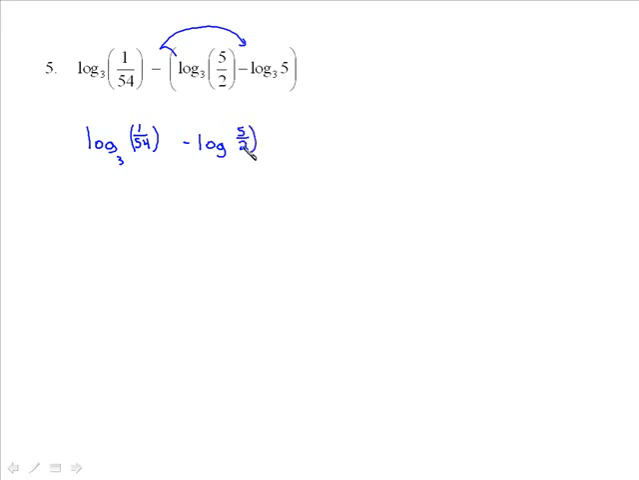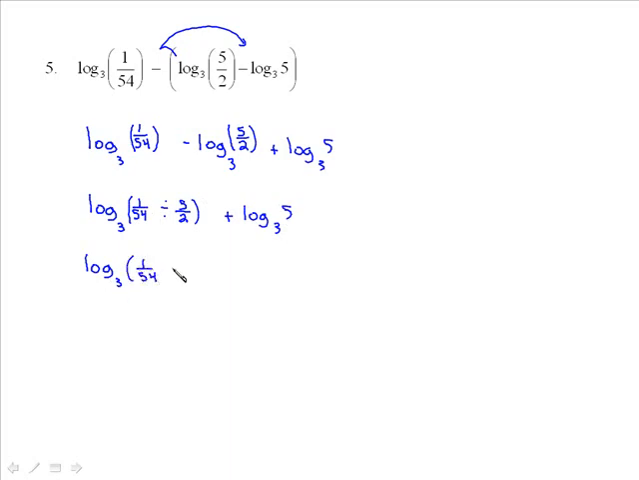5 over 2 base 3 plus log 5 base 3. Now be careful, because you're subtracting, which means you divide for these first two. Some of you might be tempted to do all three at once, and as long as you're careful, that's a great idea. So log of 1 over 54 divided by 5 over 2 base 3 plus the log of 5 base 3. I'm throwing in pretty much every step that I can for this one, because you could have done this much quicker just by recognizing that when you divide, you actually are multiplying by the reciprocal.